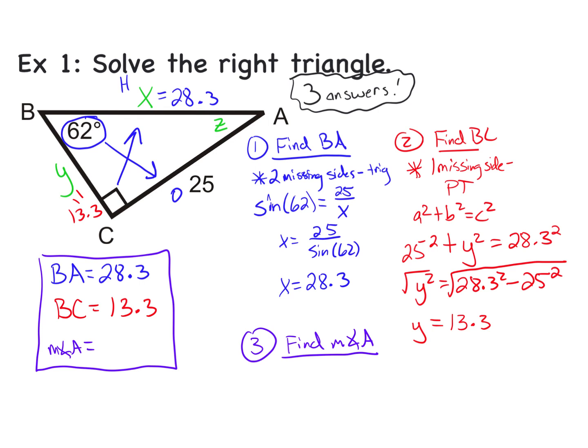What plus what? 90 plus the 62, right? Yeah, because we're dealing with angles, so it's the corners. So it's going to be 90 plus 62, which is just 152. Then 180 minus that 152 is how much? 28. So the measure of angle A is 28 degrees. And that's it on that one.